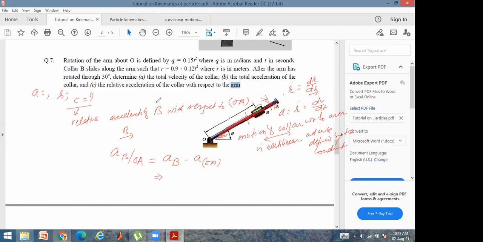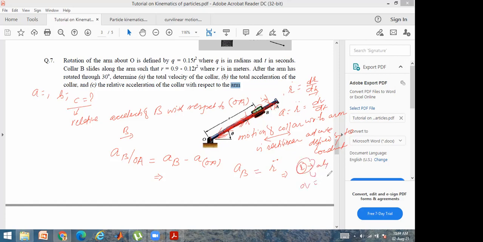You need to understand why it is called rectilinear motion. Since the motion is only rectilinear, I can write the acceleration of B as r double dot. Its motion is rectilinear, which means there is only change in r when B moves. When there is change in r only, there is v equals dr by dt, right? Similarly a, which is AB, equals dv by dt, therefore AB will be equals to r double dot.